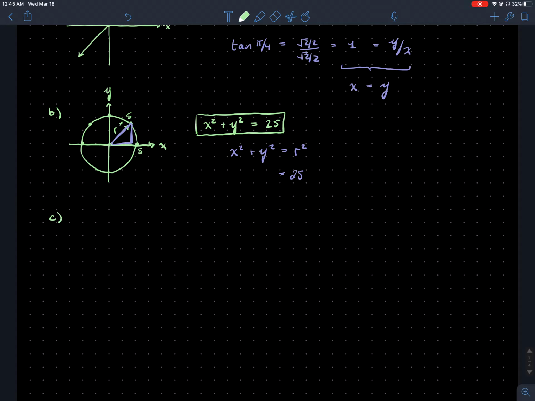Okay, and for the third one, we have r is equal to 4 cosine of theta. Okay, now this one is the tricky one. Whenever you are manipulating these polar equations, you're going to run into some of these tricky ones that you have to kind of think outside of the box and manipulate the equations.